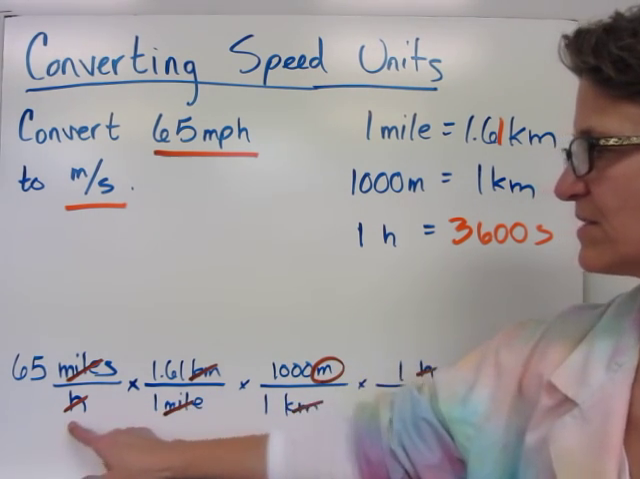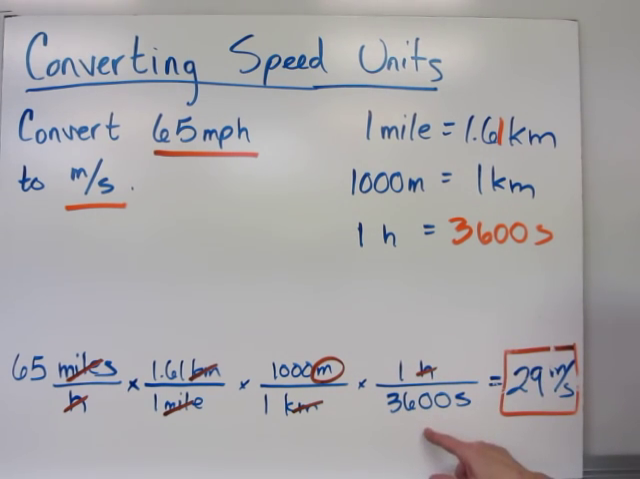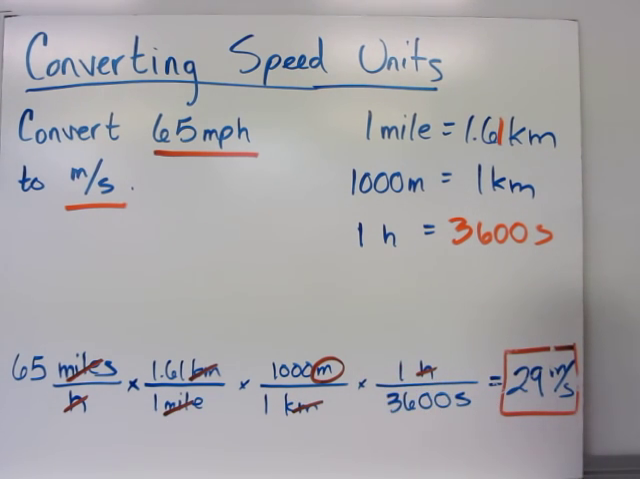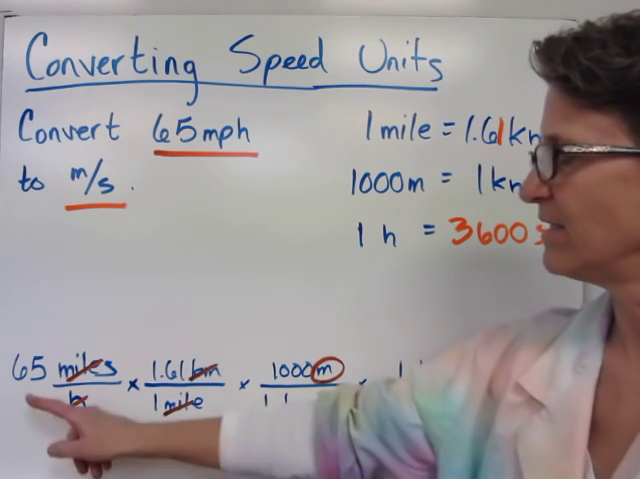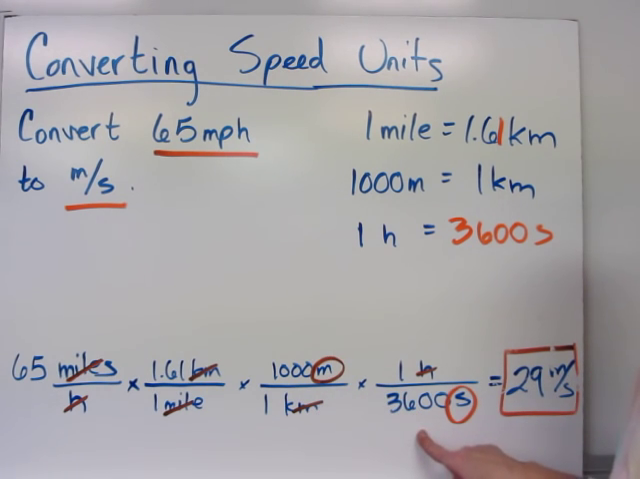For the hours, I'm going to use 1 hour has 3,600 seconds. Notice the seconds are in the denominator. The hours cancel, and you're left with meters per second. Mathematically, 65 times 1.61 times 1,000 divided by 3,600, with rounding to the proper sig figs, 29 meters per second.